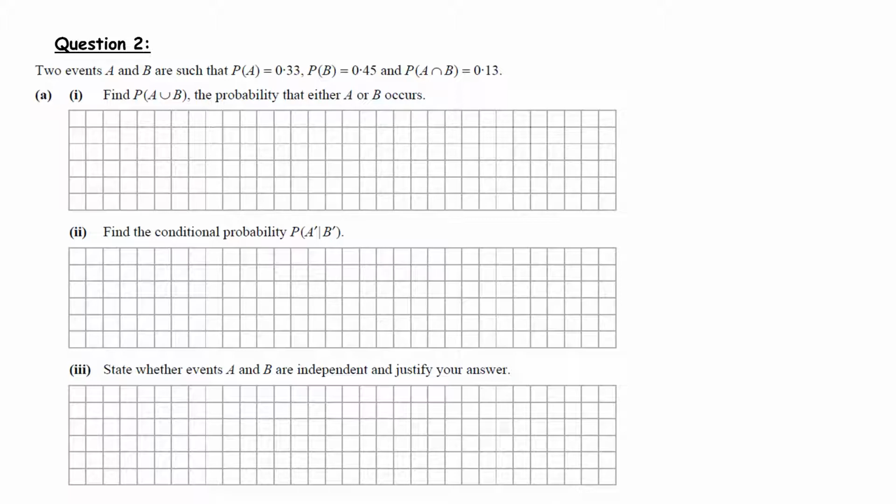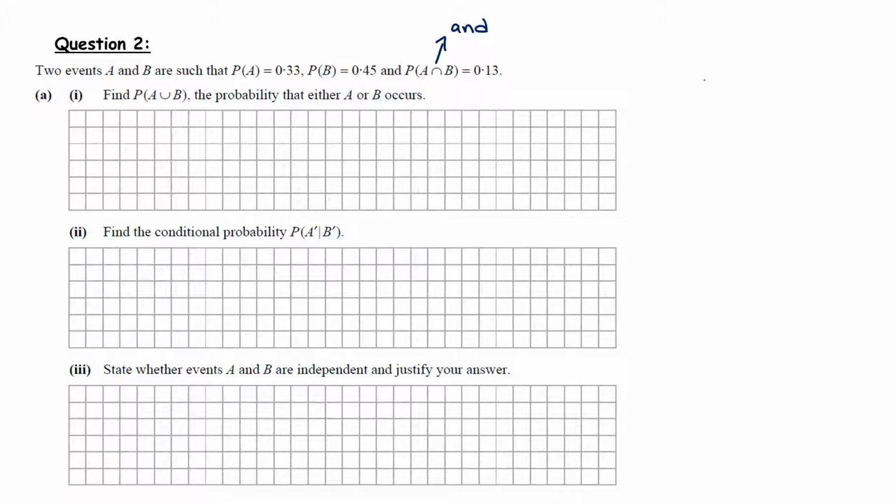So question 2. Two events A and B are such that the probability of A is 0.33 and the probability of B is 0.45. The probability of A intersection B, so that's an important one, and what that means in probability speak is the probability of A and B happening, is 0.13. Find the probability of A union B, the probability that either A or B occurs.